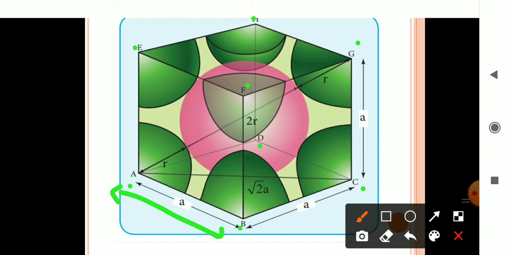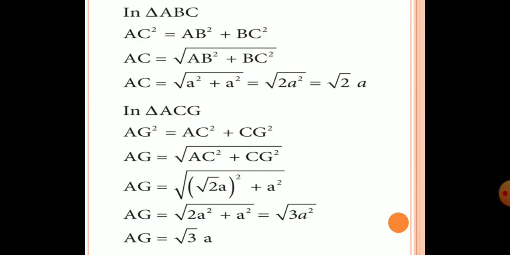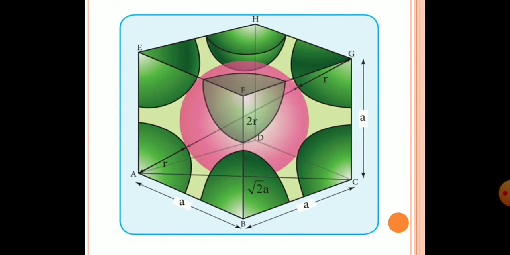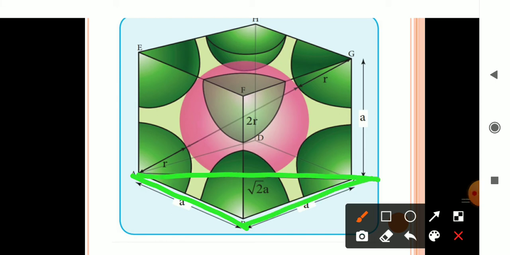Students, this picture is very, very important. By using this picture only, we are going to derive the packing fraction of this body-centered cubic unit cell. Is it clear? Now look here. In the triangle ABC, let us see where is the triangle ABC. Look here. Where is A? Here it is A. Here it is B. And where is C? This is C. Let us take this triangle ABC.